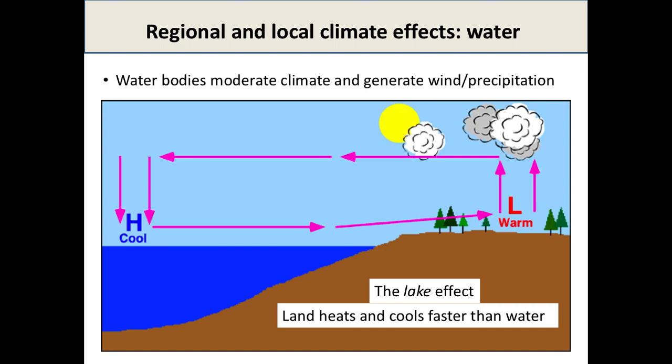At nighttime, the opposite occurs. Water, as we see in later lectures, cools far slower than land. So during the night, the land is cooler and the water is warmer, and the air that's above the land floods out over the water. So at night time, you can get a breeze blowing out to the lake. There's a word for it, I'm not too sure what it is.